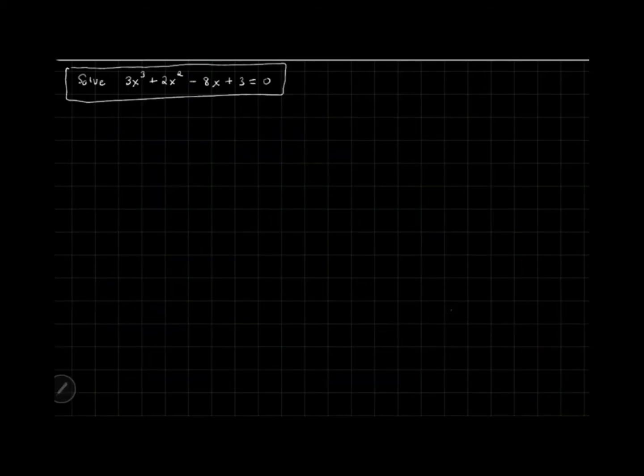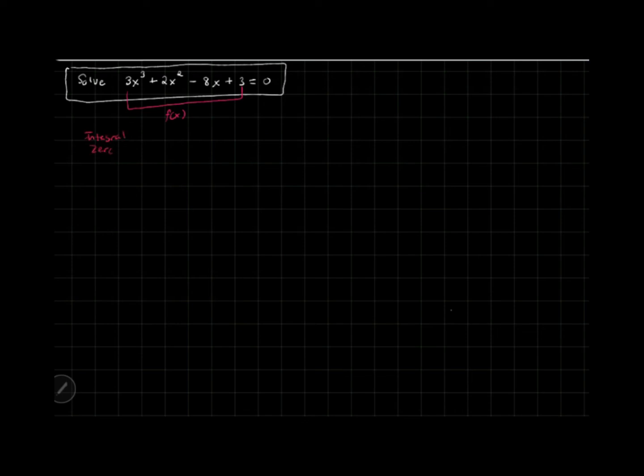Alright, let's solve this polynomial equation. 3x cubed plus 2x squared minus 8x plus 3 is equal to 0. In order to solve for this, the first thing we need to do is factor the expression here. And let's call this polynomial expression f of x. So in order to factor this, this is a cubic polynomial expression. Let's use the integral zero theorem.